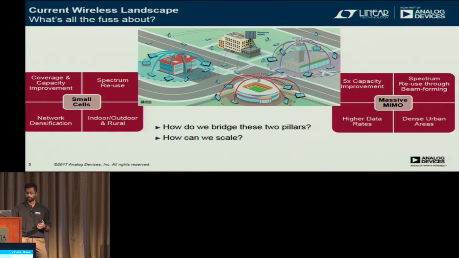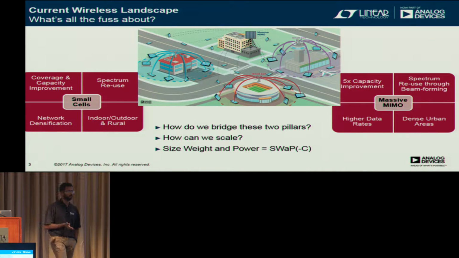And what I want to get down to, the core question, is how do we scale? How do we scale what we have, the current ecosystem, into a small cell or a massive MIMO? So as always, size, weight, and power is a constant reminder to us that real systems have finite limitations, and therefore you have a cost constraint, which is determined by size, weight, and power, or SWAP.